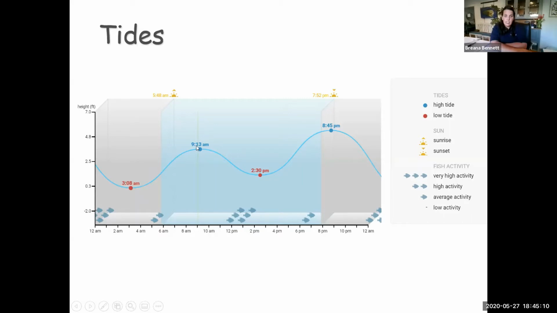But you can see the cycle of it goes to low, and then it goes to high, and then it goes to low, high, etc.